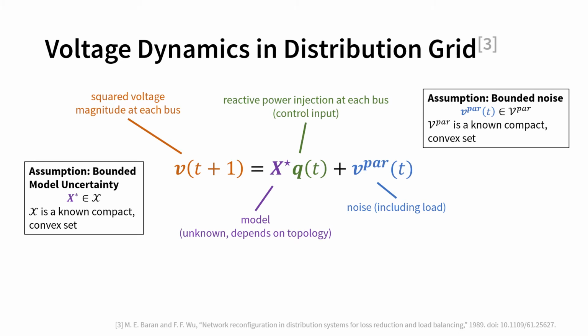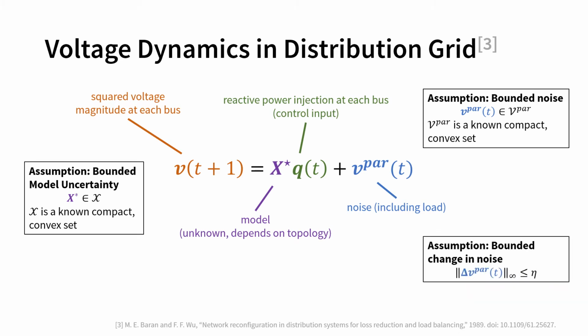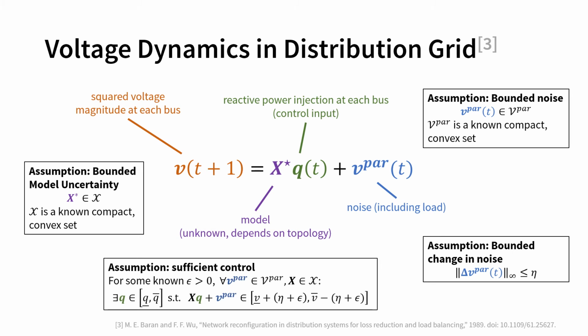This is a necessary assumption because if the noise could be unbounded, then there would be no hope of performing voltage control. Third, we assume that the change in noise between time steps, denoted delta V par t, is bounded by a positive constant eta. This assumption is reasonable because electricity demand generally does not change too erratically. Finally, we assume that the control input Q is bounded, but that the bounds on the control input are sufficient to handle all possible noise and all possible models in our initial uncertainty set.